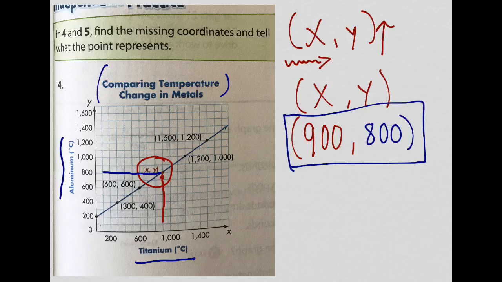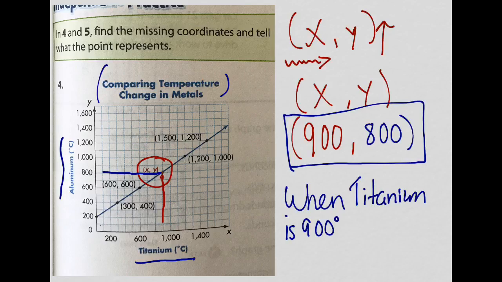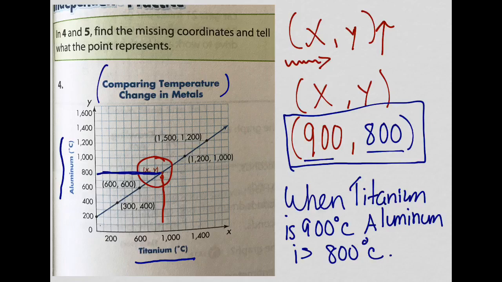So I'm going to say when titanium is 900 degrees Celsius, aluminum is 800 degrees Celsius. So I can gather that from this table by using the ordered pair that I solved for, and now I can make a statement about the coordinate grid's data. Let's look at another example.